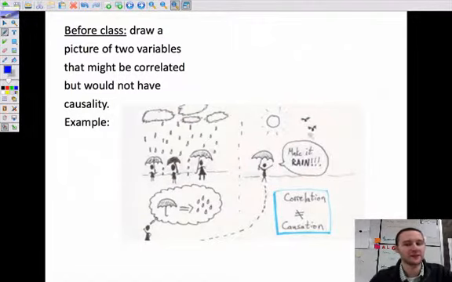So come up with something, be creative, be funny. I'm looking forward to what you guys can come up with for this, and we'll have a class discussion about correlation causation tomorrow.